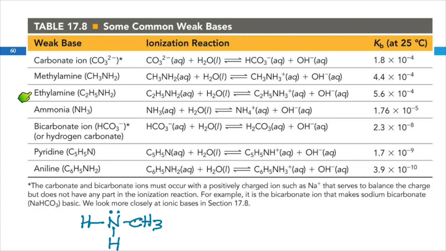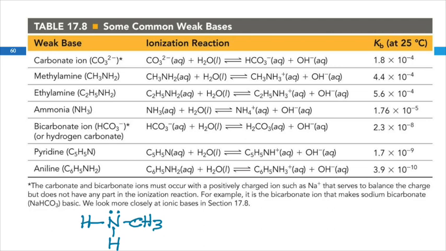Here, ethylamine, we've got ammonia with an ethyl group substituted in. Here's ammonia. These are two other ones, pyridine and aniline. They have nitrogens in them. So if you see a compound with lots of carbons and hydrogens and a nitrogen in it, it is probably a weak base, because it's this lone pair of electrons that causes it to act as a weak base.